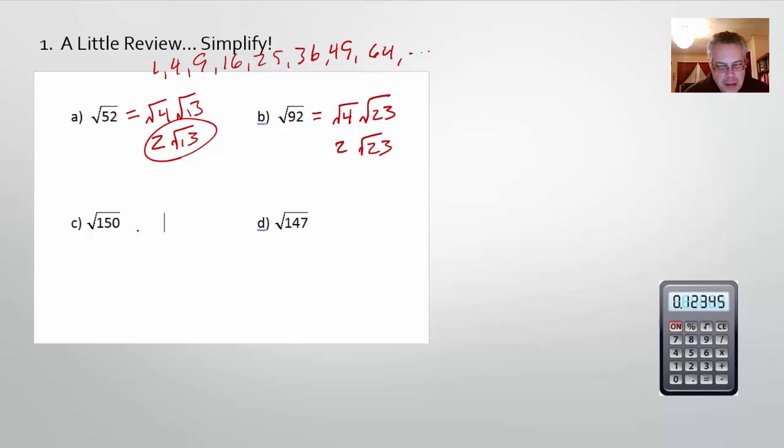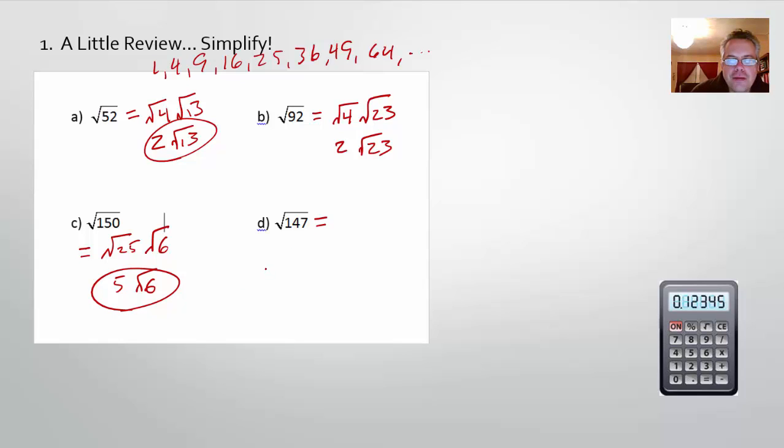150. For numbers that end with 25, 50, 75, or 100, you should know that 25 goes into them. So it's 25 times 6. It's like $1.50 is 6 quarters. So this is square root of 25 times square root of 6. Take the square root of 25, you get 5. 5 times square root of 6 is what that simplifies to.